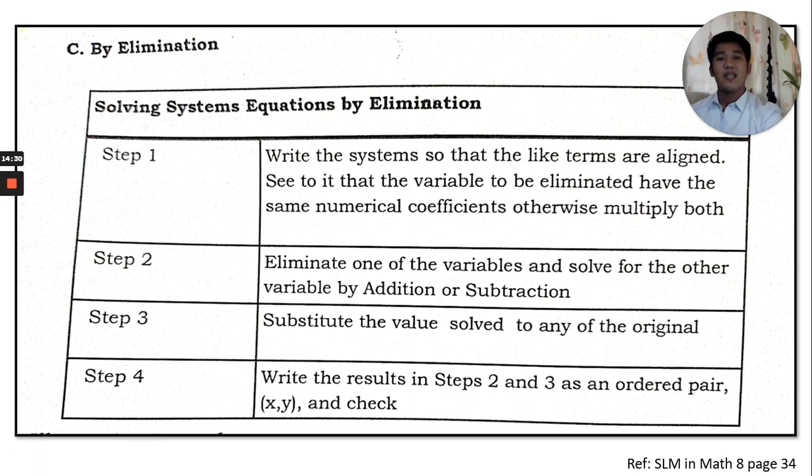If we do not have the same numerical coefficients, then, second, eliminate one of the variables and solve for the other variable by addition or subtraction. You should know when to use the addition or subtraction operation. Step 3, substitute the value solved into any of the original equations. Step 4, write the results in steps 2 and 3 as an ordered pair (x, y), and check.